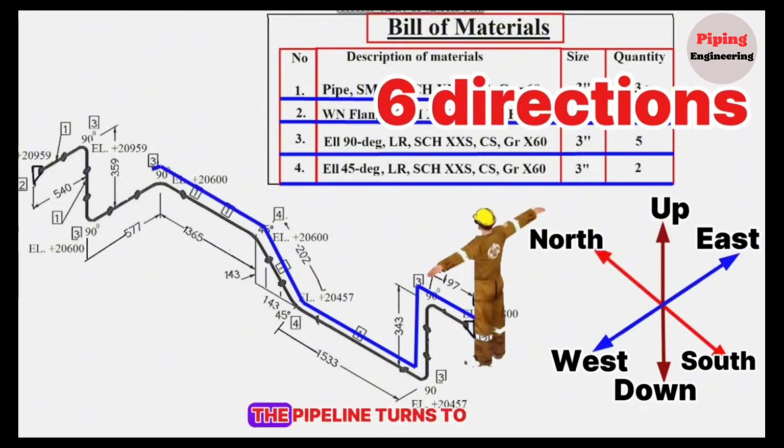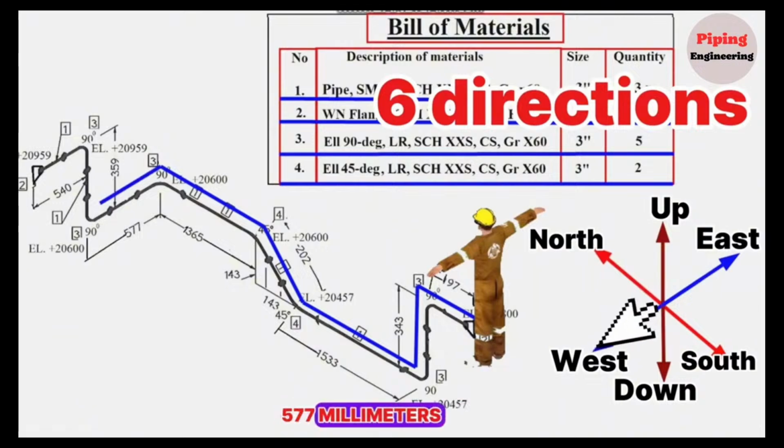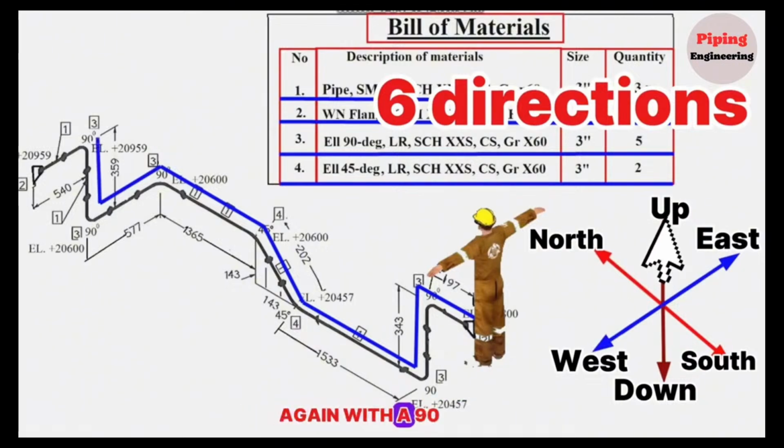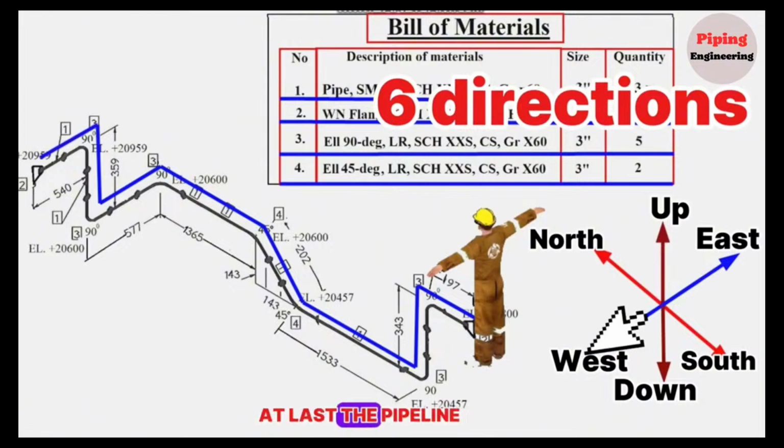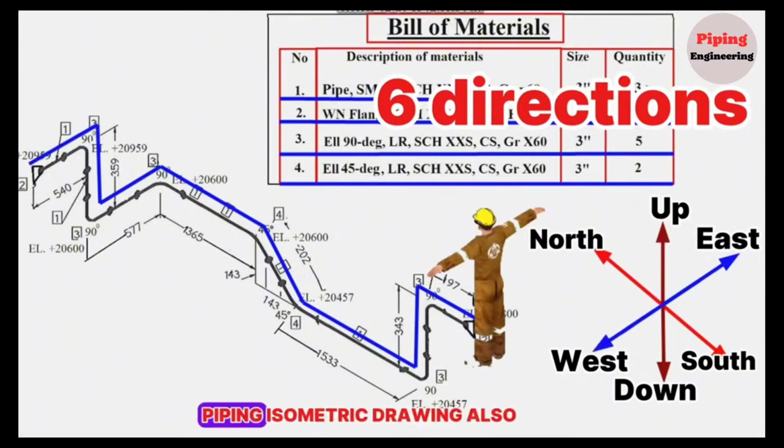At this point, the pipeline turns westwards with a 90-degree elbow, and continues a length of 577 millimeters. Then the pipeline extends upwards again with a 90-degree elbow and continues a length of 359 millimeters. At last, the pipeline turns westwards again with a 90-degree elbow and continues a length of 540 millimeters. And reading the piping isometric drawing is also successfully completed.